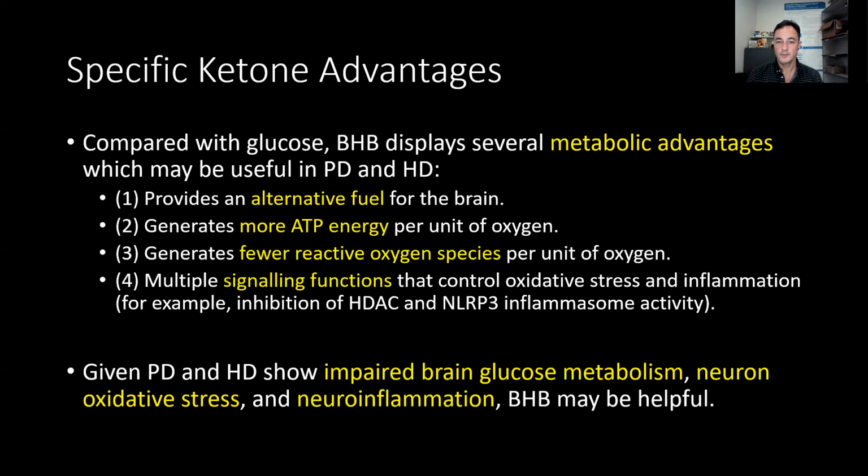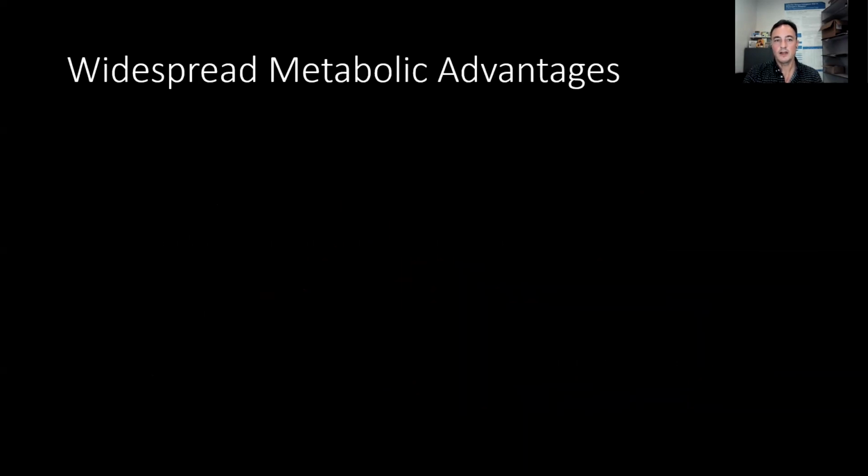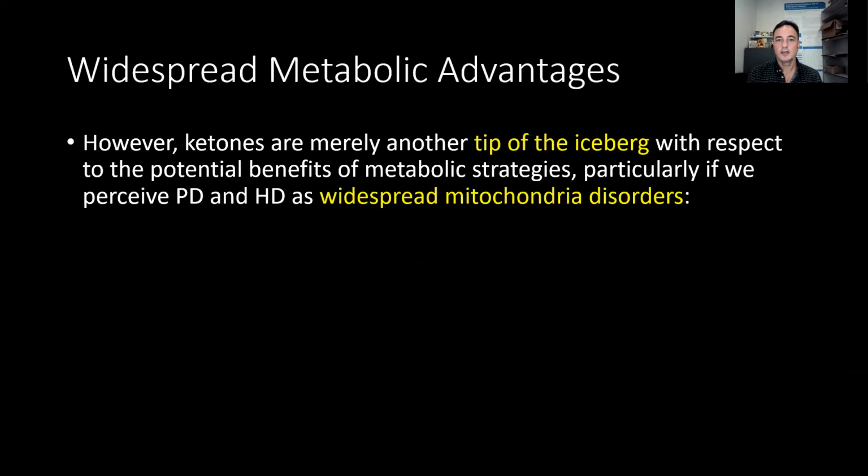However, that all being said, BHB, the ketones, are still the minor contribution. They might be the major contribution of a ketone supplement, no question, but they are the minor contribution, in my opinion, of a metabolic strategy. A metabolic strategy like fasting or ketogenic diet has widespread metabolic advantages. So in this perspective, ketones are simply another tip of the iceberg, another iceberg analogy, I am sorry, with respect to the potential benefits of metabolic strategies, particularly if we see these disorders as widespread mitochondria disorders.